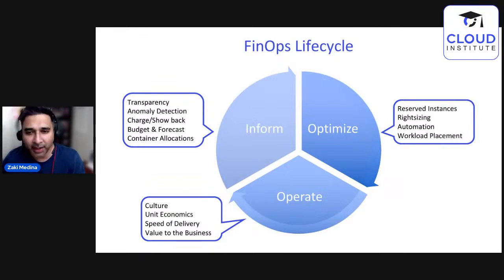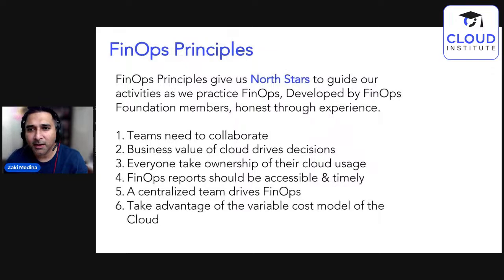As I'm operating that, do all my teams know, my DevOps team, my procurement, my finance, are we all working together, building that with a single culture? Do we understand our unit economics, speed of delivery? Are we delivering value to the business? And then inform, which is basically leveraging the tools I mentioned to optimize further and then operate further, right? So it's basically a cycle.